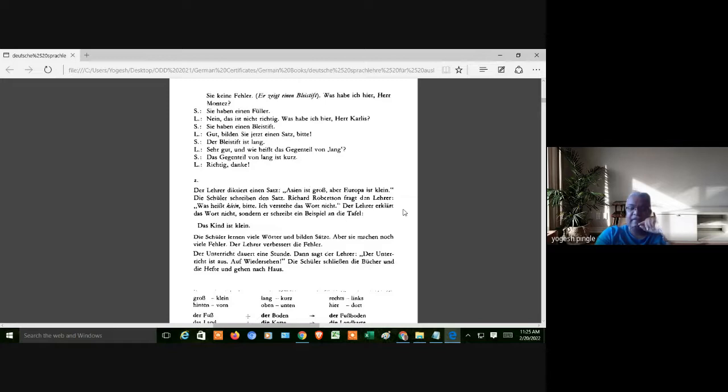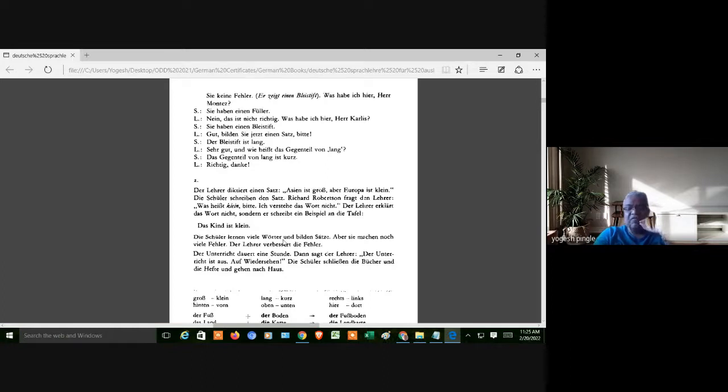Verstehen, to understand. Right? Der Lehrer erklärt das Wort nicht, sondern er schreibt ein Beispiel an die Tafel. The teacher doesn't explain the word, but sondern means negation of but, right? He writes an example on the blackboard. What is the example he has written? Das Kind ist klein. The child is small, right?